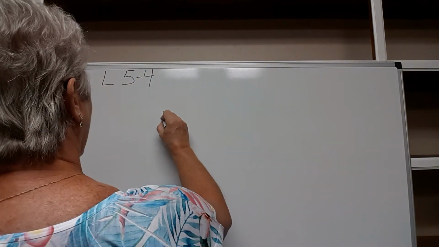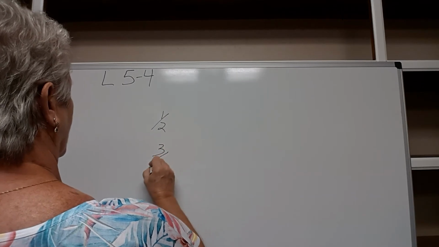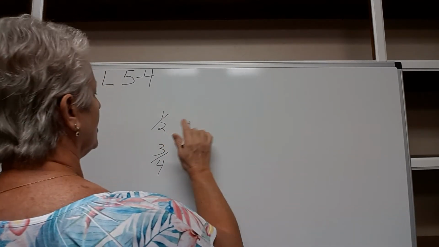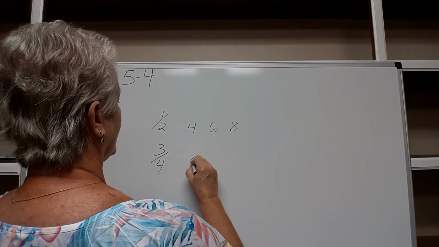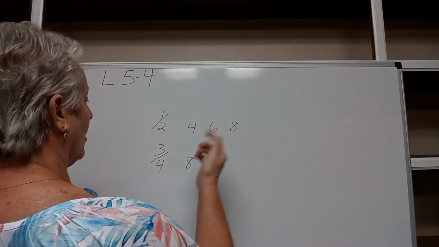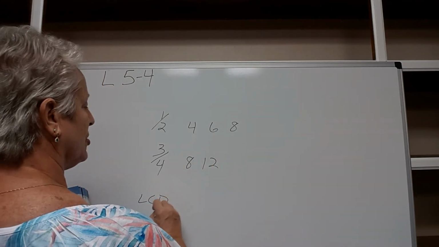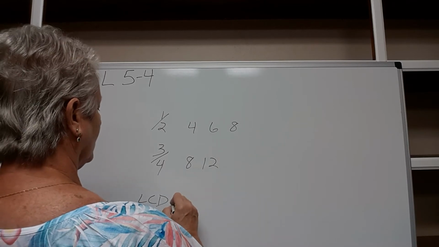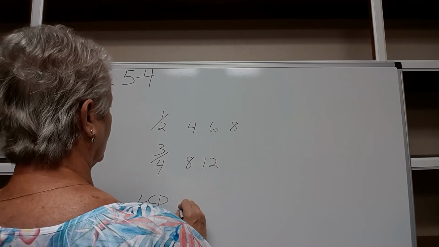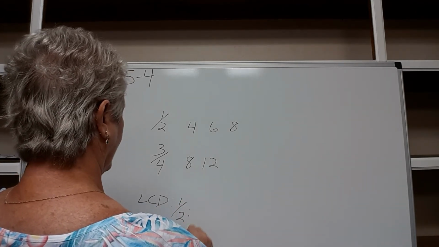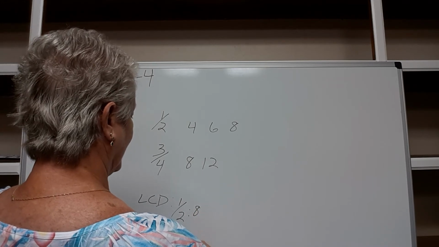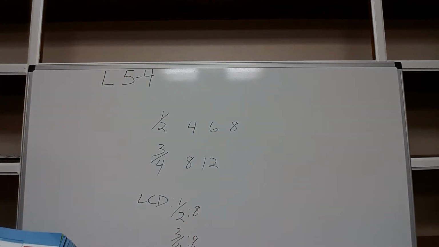Let's try 1/2 and 3/4. Again, we're going to do common multiples. So we have 2, 4, 6, 8. Here we have 4, 8, 12. Okay, we already know what the least common denominator is in just a few multiples. The least common denominator for 1/2 and 3/4 is going to be 8. Now this is important for later when we change the fractions to different denominators.